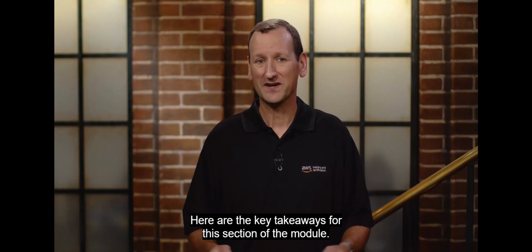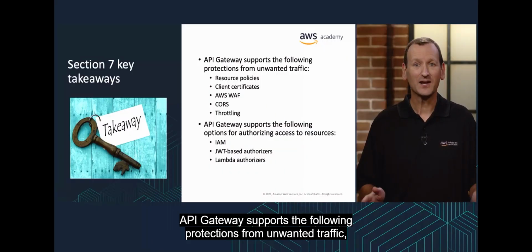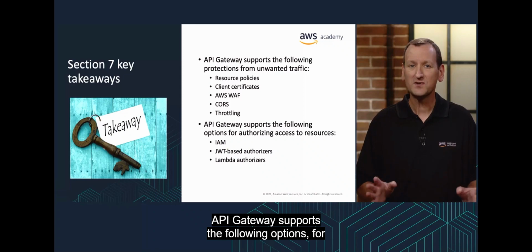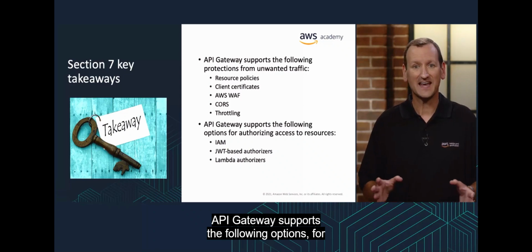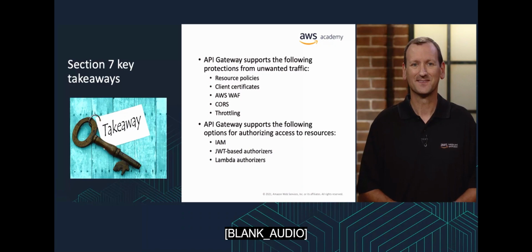Here are the key takeaways for this section of the module. API Gateway supports the following protections from unwanted traffic: resource policies, client certificates, AWS WAF, CORS, and throttling. API Gateway supports the following options for authorizing access to resources: IAM, JWT-based authorizers, and Lambda authorizers.